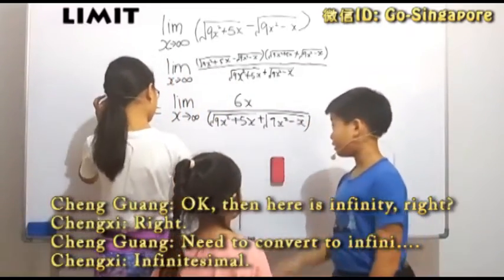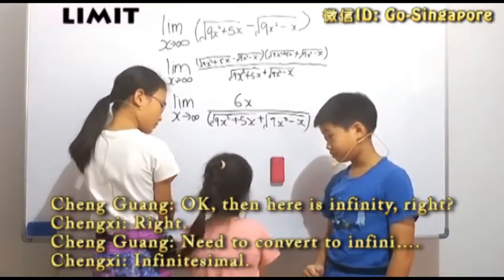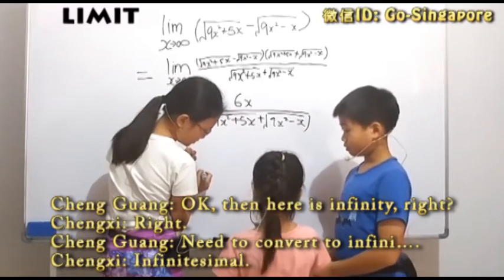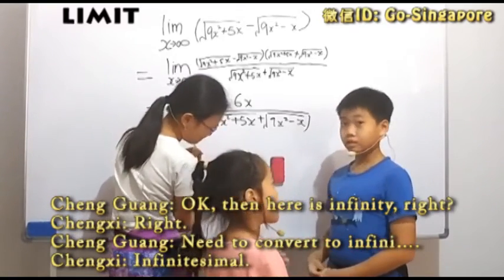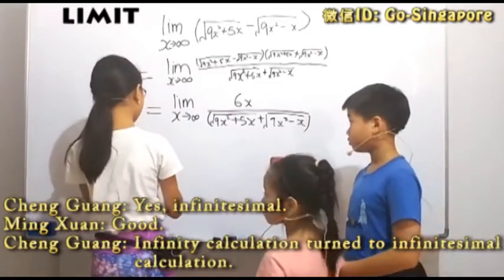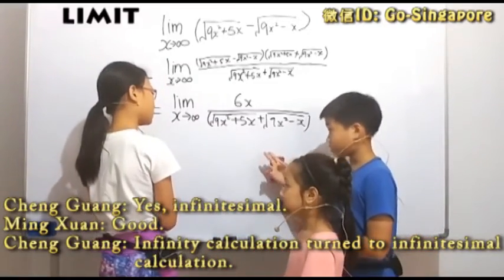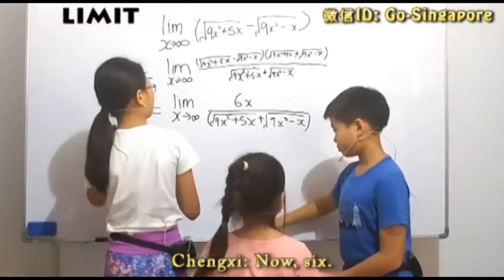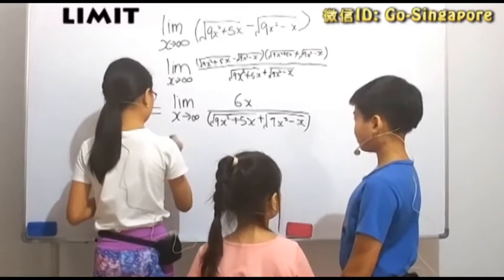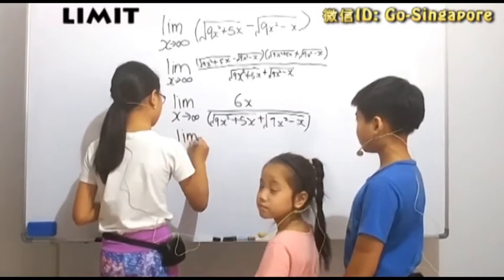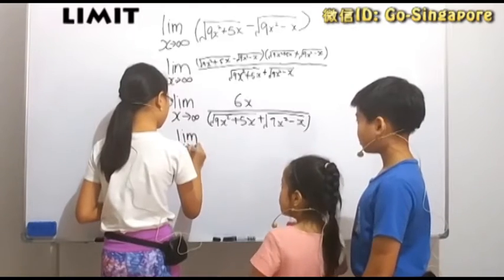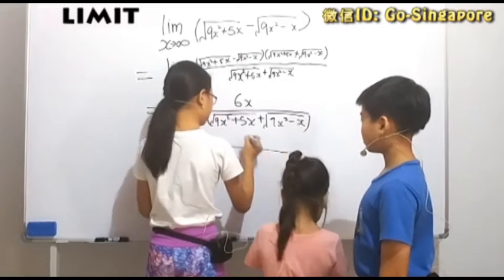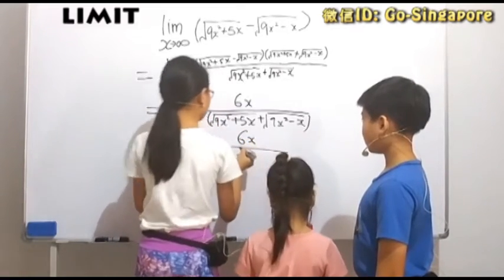Okay, then here is infinity, right? Right. Need to convert to infinitesimal. Yes, infinitesimal. Good. Infinity calculation to infinitesimal calculation. No, six. Still got x.